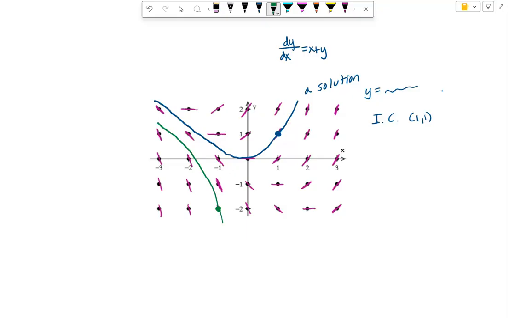So notice that that looks a lot different than the first solution curve that we drew. Because we used a different initial condition, we're going to get a different solution curve in our slope field. So our slope field is a visual representation of the possible solution curves for this differential equation.